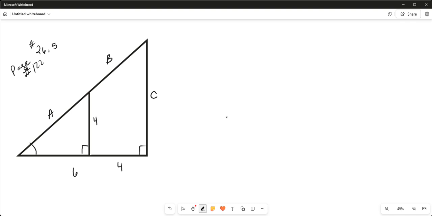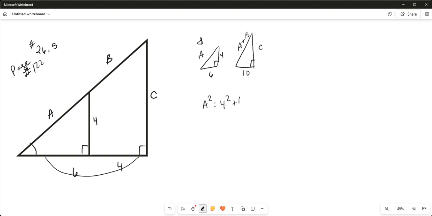Okay, so the first step is that we're going to draw them separately. The smaller triangle is a, 4, and 6. And the larger triangle is a plus b, c, and 10. So remember that we're going to find the missing side on that smaller triangle by using the Pythagorean theorem. So that's a squared, because that's the hypotenuse, equals 4 squared plus 6 squared.